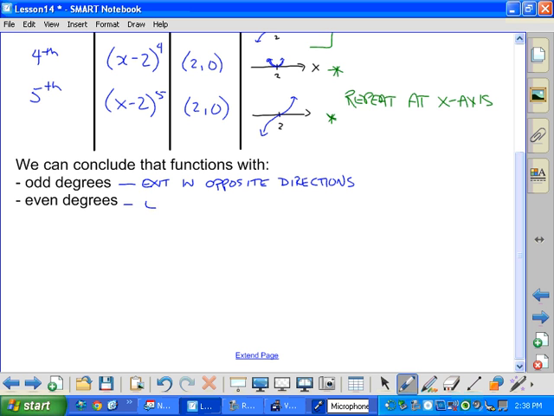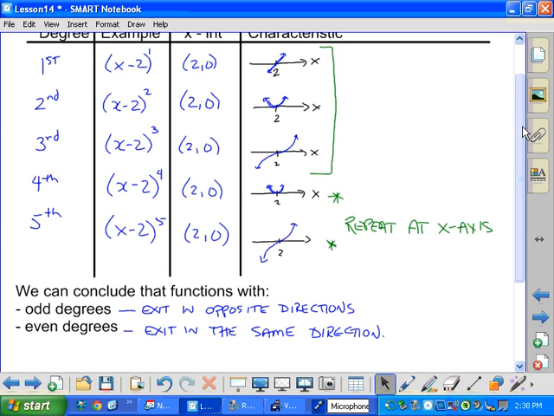And even degrees exit in the same direction. And hopefully you came to that conclusion yourself, or at least when you look back at the investigation you completed, that you agree with that.